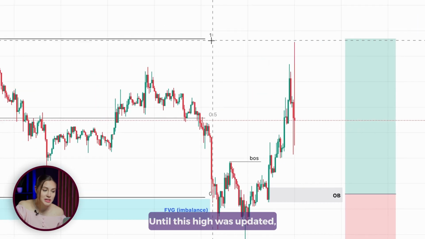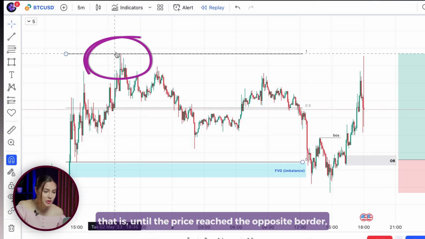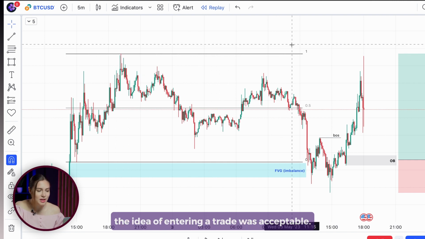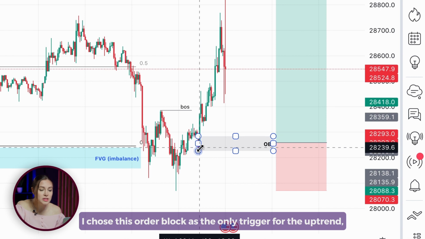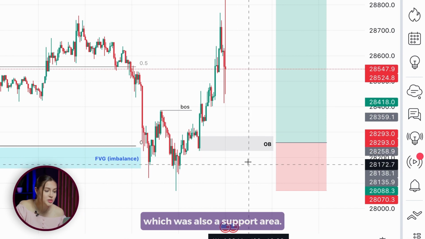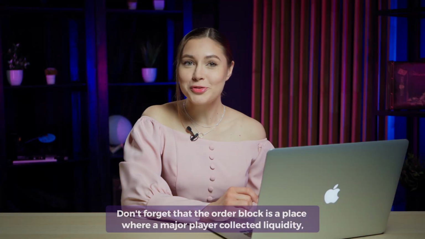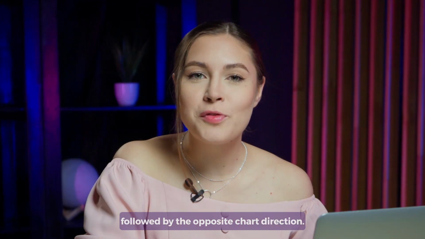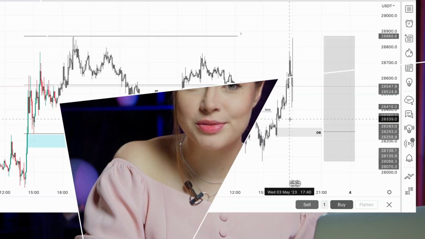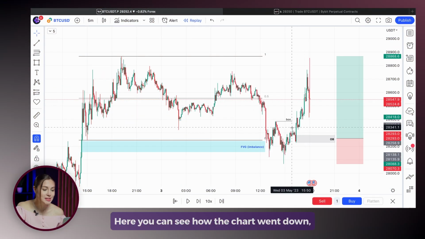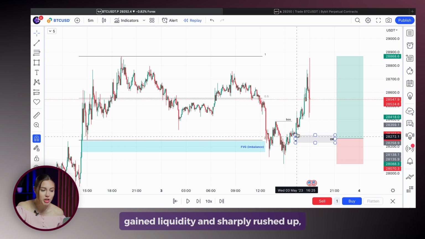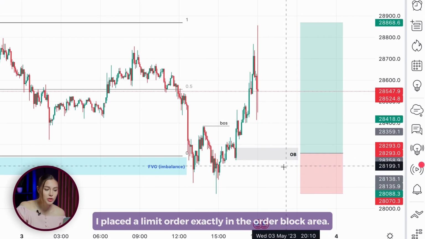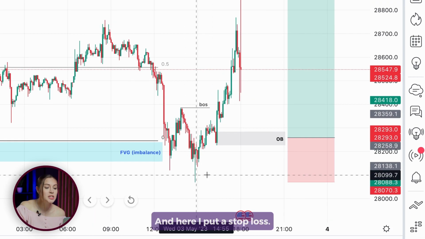Until this high was updated, that is, until the price reached the opposite border, the idea of entering a trade was acceptable. I chose this order block as the only trigger for the uptrend, which was also a support area. Don't forget that the order block is a place where a major player collected liquidity, followed by the opposite chart direction. Here you can see how the chart went down, gained liquidity, and sharply rushed up, breaking the structure. I placed a limit order exactly in the order block area, and here I put a stop loss.